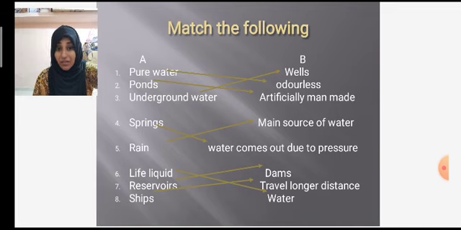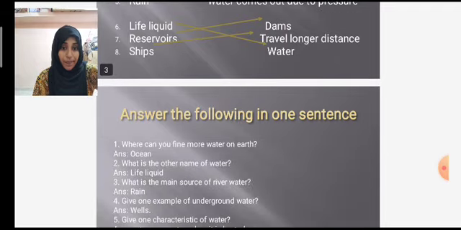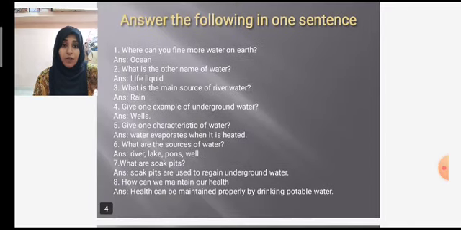So you should learn it perfectly, and learn and write all these question answers, fill up the blanks, whatever I'm giving. Okay. So next, we will go for answer the following in one sentence. The first question: where can you find more water on the earth? Which place will you get more water? This is ocean. Oceans are the place where you get a lot of water on the earth.